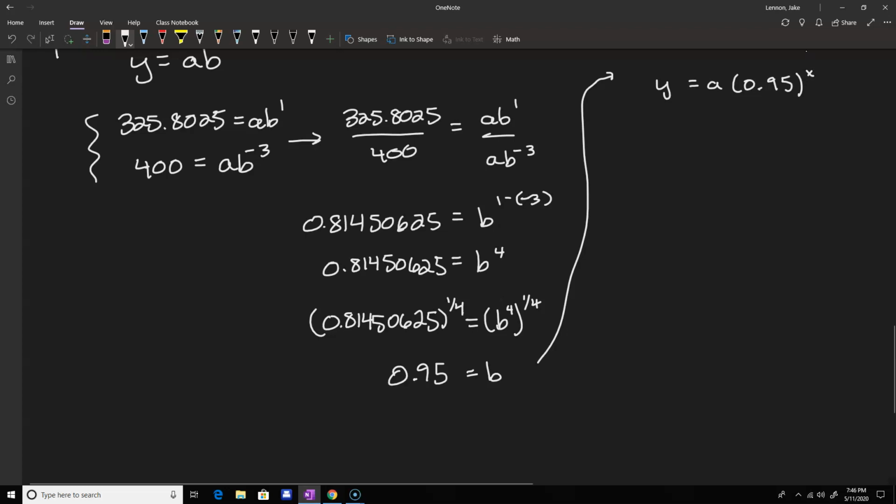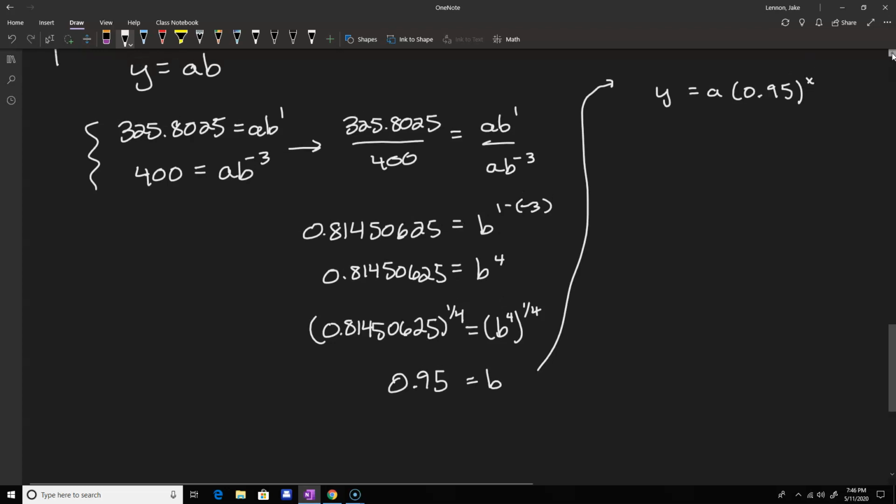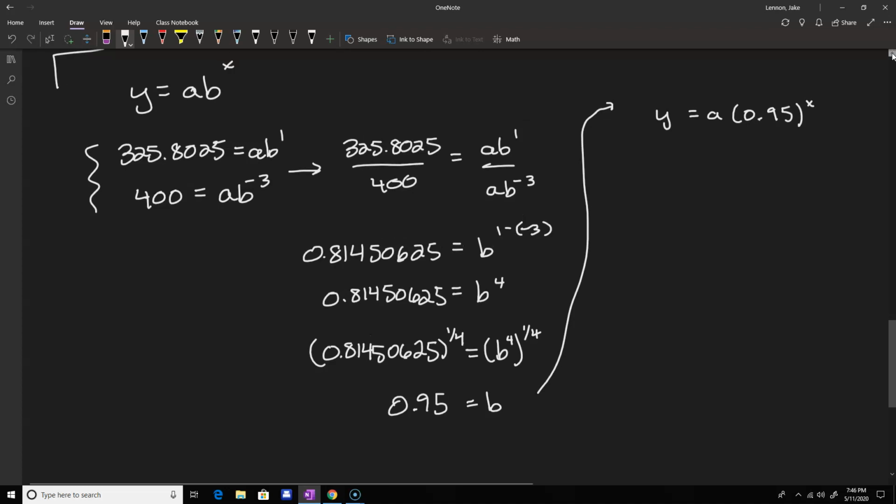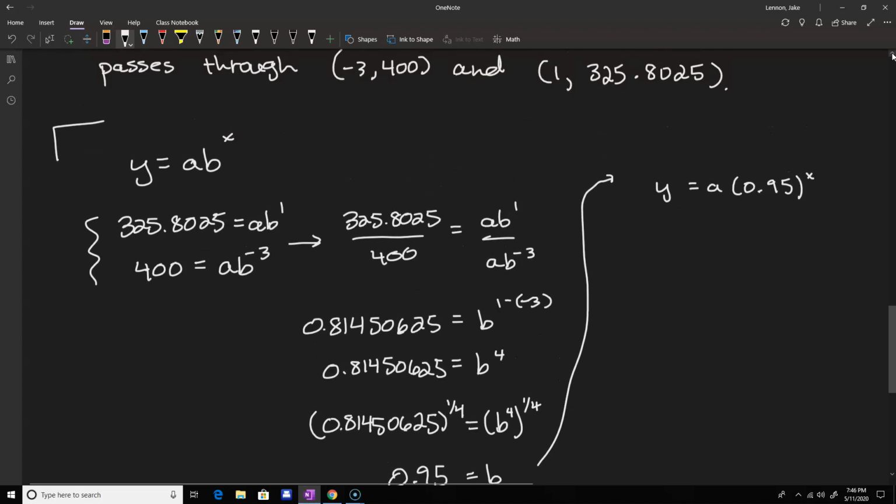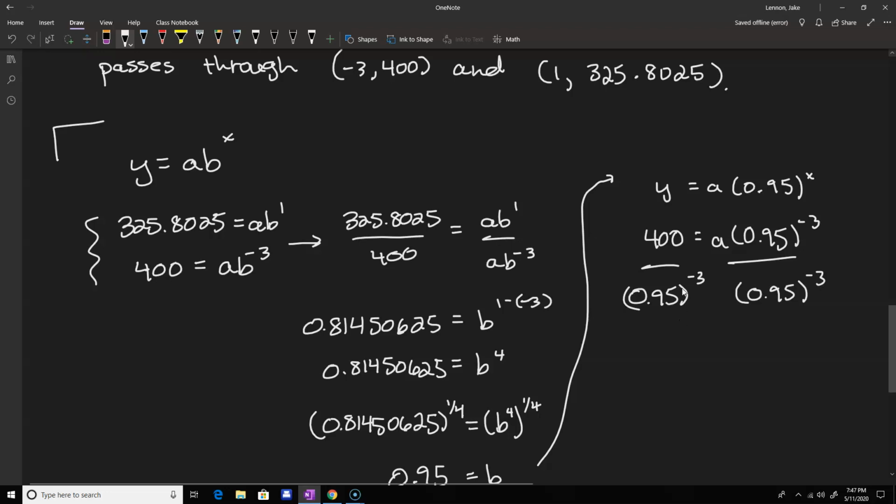So we just want to plug in one of the ordered pairs that we started with, and that will allow us to solve for a. Scrolling back up, probably 400 for y and negative 3 for x is going to be the easier of the two to work with, although either pair will work. So you can just divide both sides by 0.95 to the negative 3, and that'll give you the value of a. And again, dividing by 0.95 to the negative 3 is the same as multiplying by 0.95 to the third power.